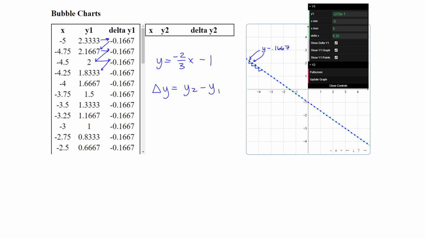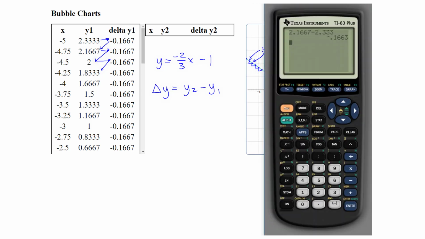So if you look at where this number comes from, let's look at the slope. If I take negative 2/3, that's negative 0.666667. But that's different from the delta y that we have, which is negative 0.16667. What's the difference? Why are we getting a different answer?